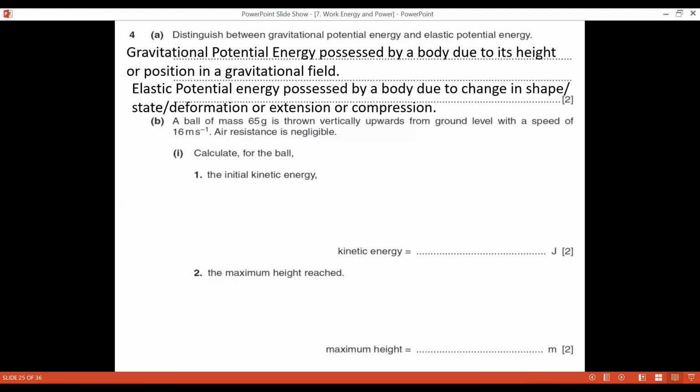A ball of 65 grams is thrown vertically upwards and the speed is 16 meters per second. What is the initial kinetic energy? Half mv square. We get the answer.